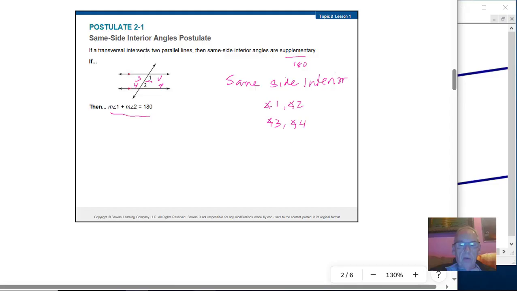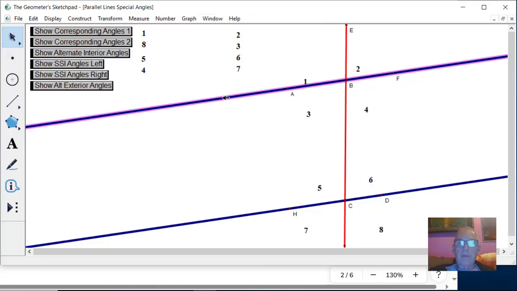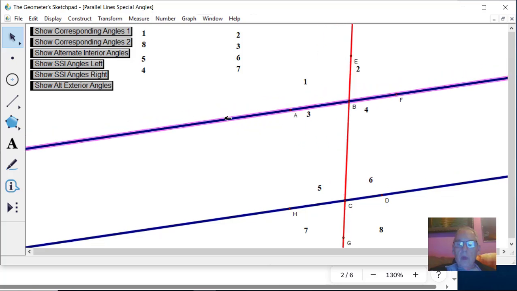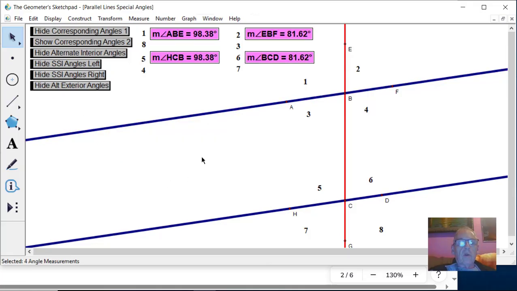Okay, let's look at a demonstration here. Okay, here we have some parallel lines. Let me move these around a little bit. And what I've done is I've numbered the angles 1, 2, 3, 4, 5, 6, 7, and 8. So let's look at corresponding angles first.